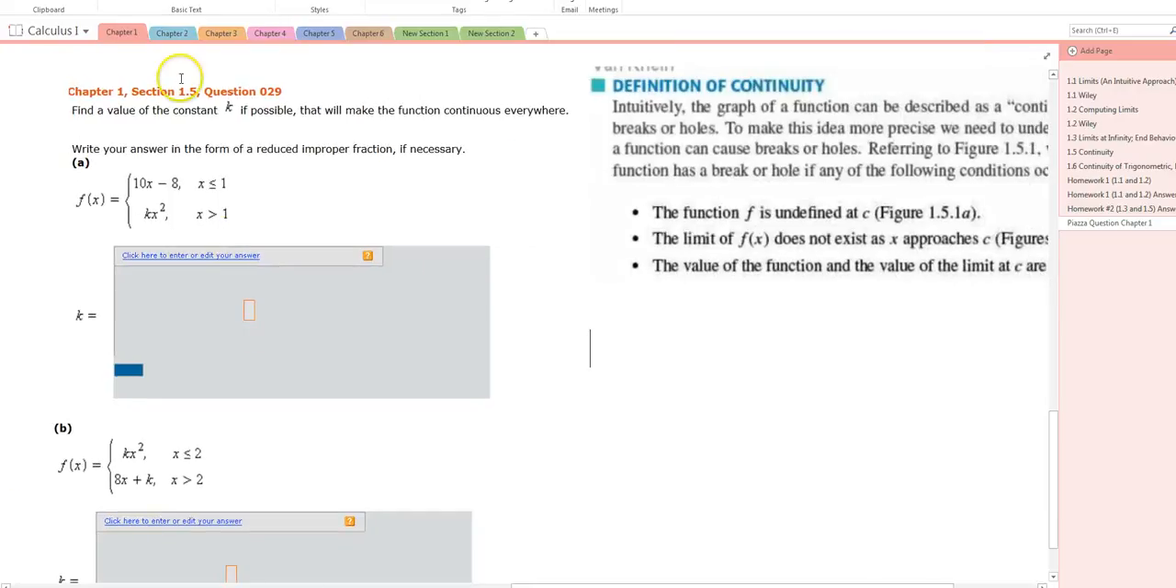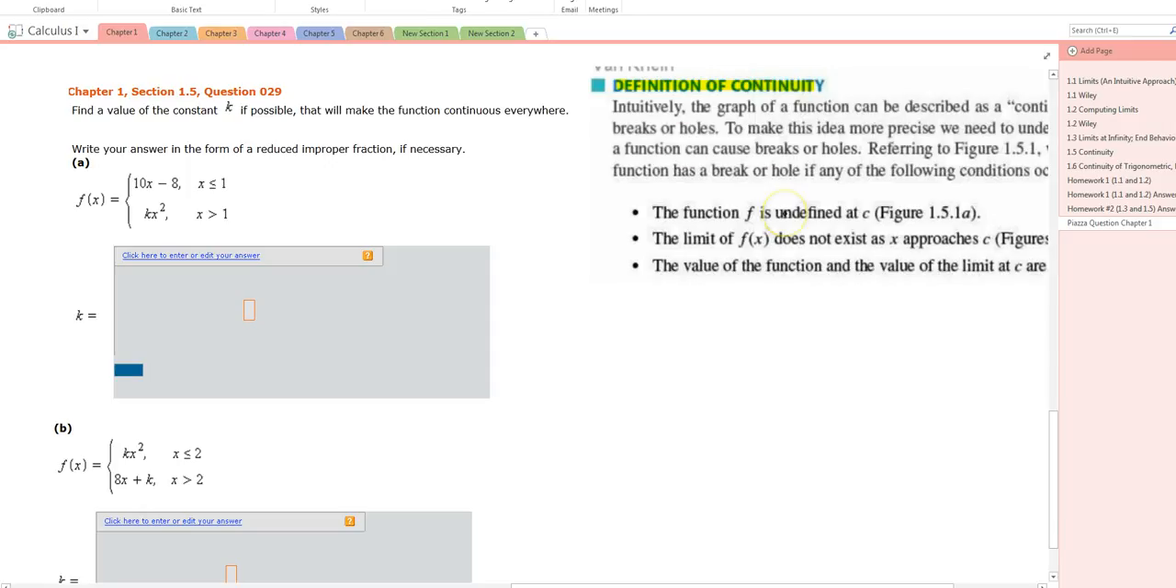The purpose of this video is to go over question 29 on 1.5, and I want to highlight the definition of continuity that's in the book. So if you go to your book, the very first thing in 5.1 is three things have to happen for a function to be continuous at a point.